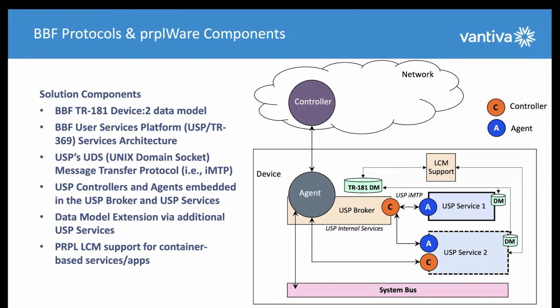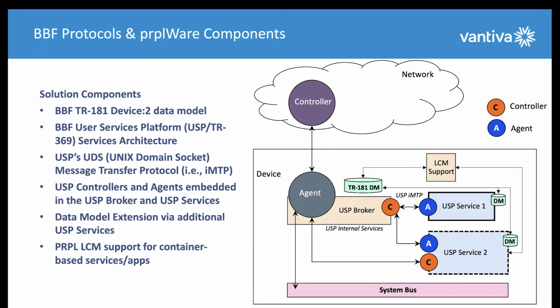First bullet point is there's obviously the device 2 data model, which we've been talking about all morning. That is a key ingredient to this. It is kind of a foundation for a lot of the things around software module management. Next up is USP itself and the USP services architecture. USP is the protocol for remote management of the devices. The service architecture is what we've added to enable some of this, and I'll go into some details about that here in a minute.